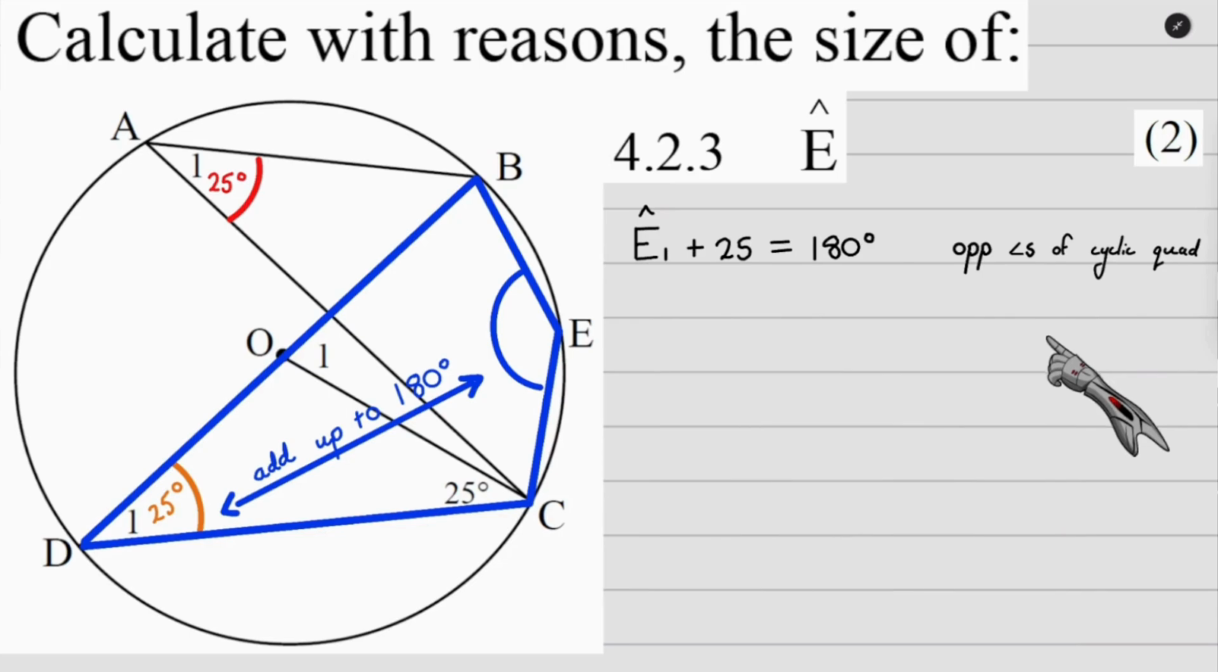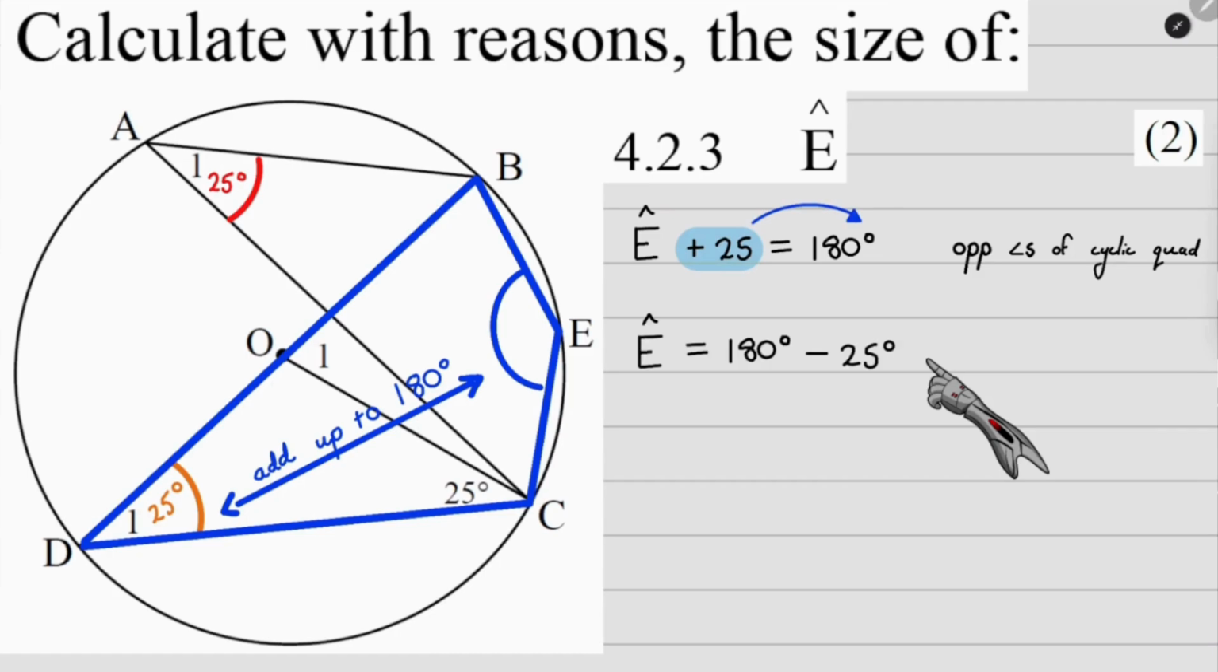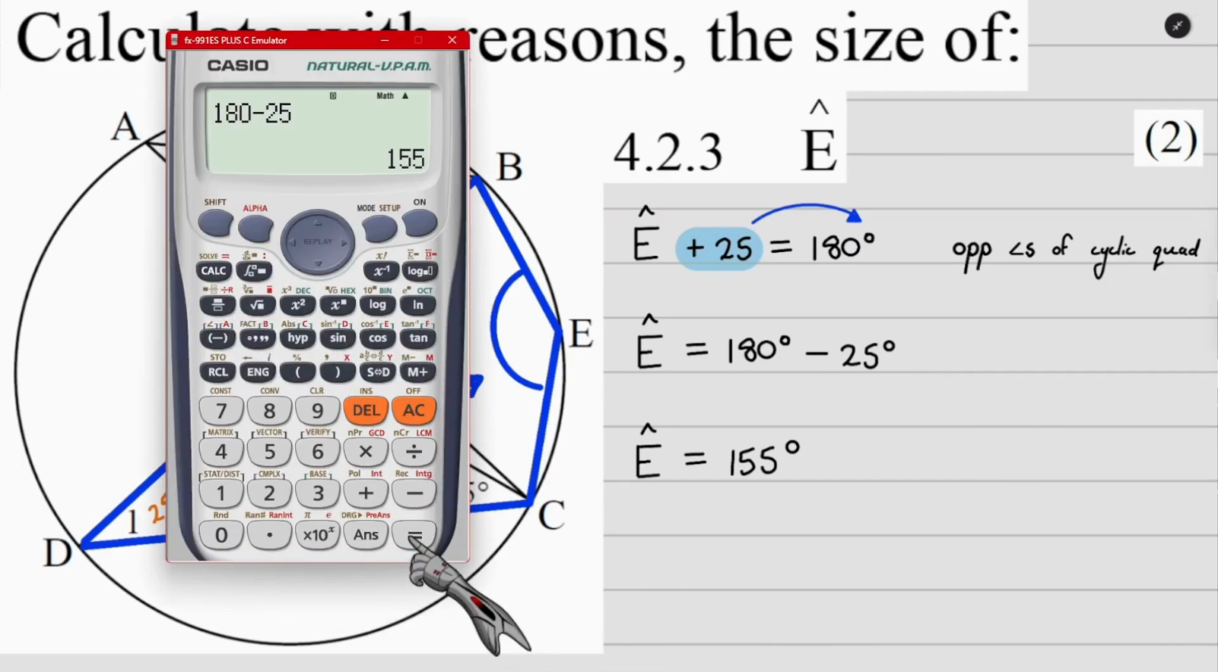So our statement will read as follows. E1 plus 25 is equal to 180 because of opposite angles of cyclic quad. Sorry, that should just be an E, not an E1. And then we're going to move that 25 over. It becomes minus 25. And 180 minus 25 should give me 155. But don't take chances. Put that in the calculator, press equals, and your search agrees.